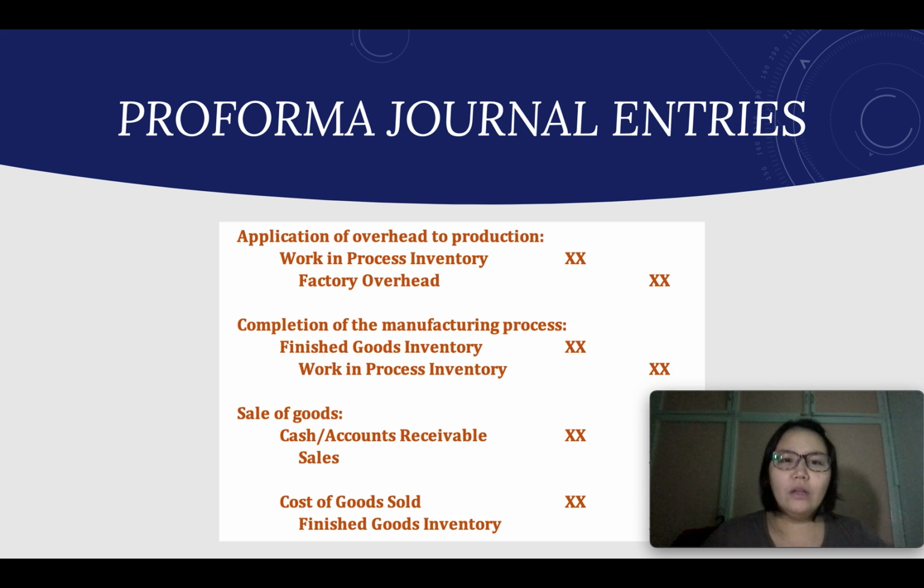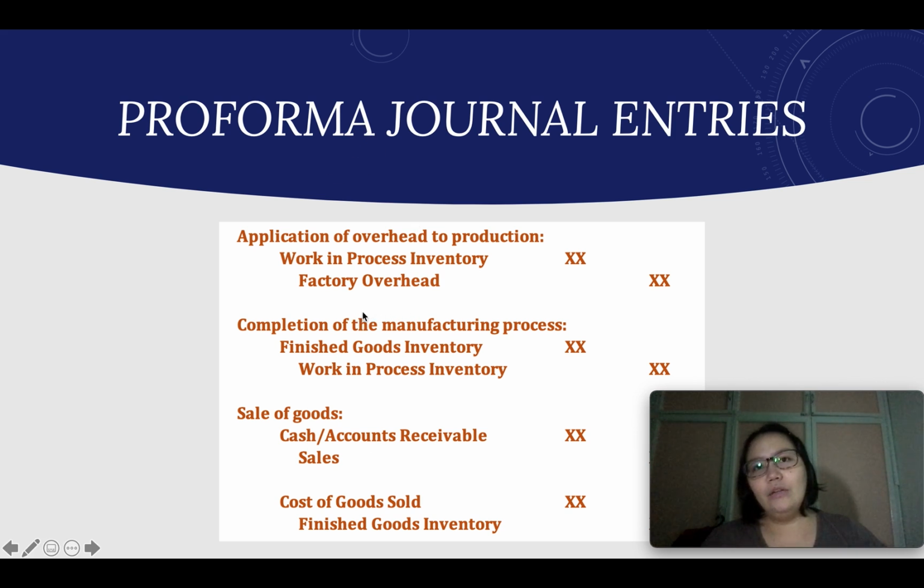Okay. So next, application of overhead to production. Our entry is to debit work in process inventory and credit factory overhead. As you can see, the work in process inventory account is the account wherein we mix together the direct material, direct labor, and of course the overhead.